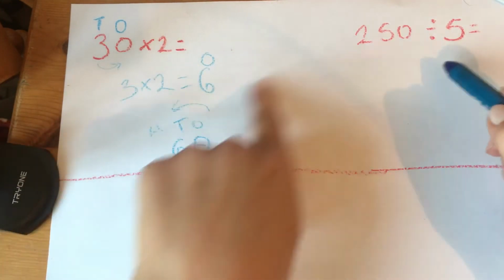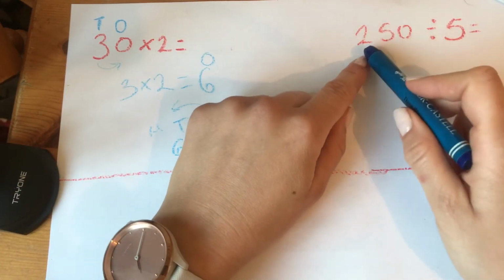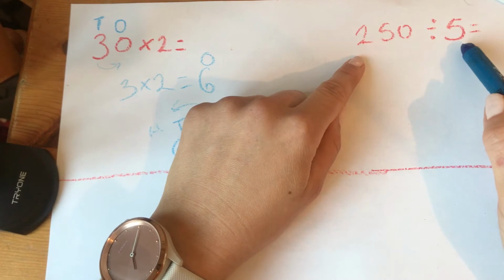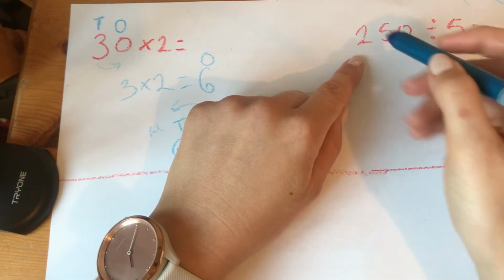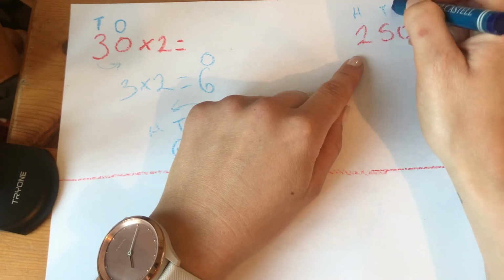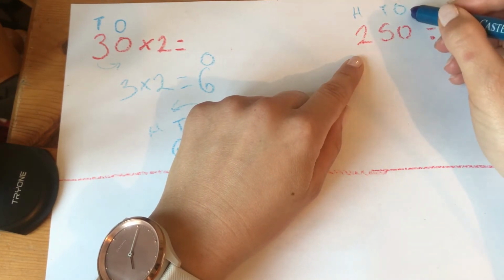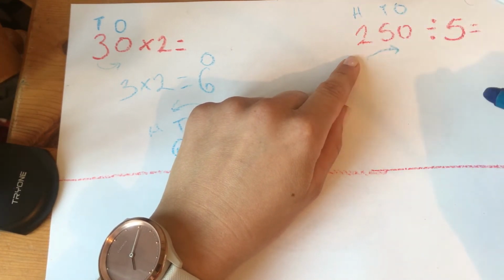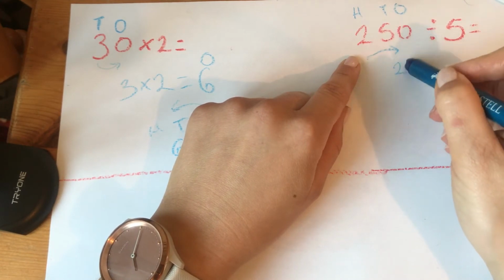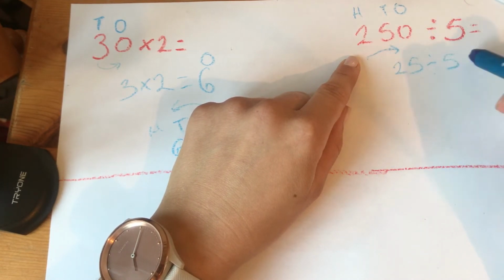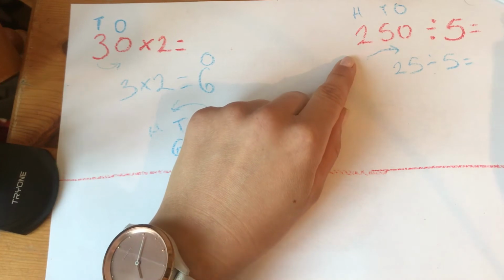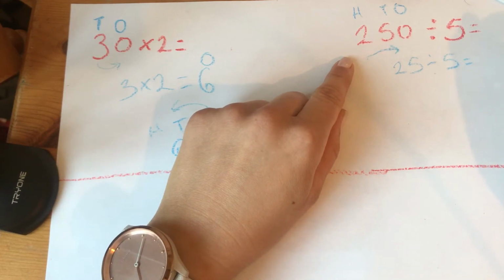Lots of you are quite good at that, but then you struggle to do it this way. So imagine we had 250 divided by 5. And you say, I can't do it. Yes, you can. We're going to do the same thing again. We've got our hundreds, tens, ones. To make it slightly easier, we're going to take it down the place value table to make it 25 divided by 5, which I know you can do because you're already good at your 5 times table. And the answer is obviously 5.